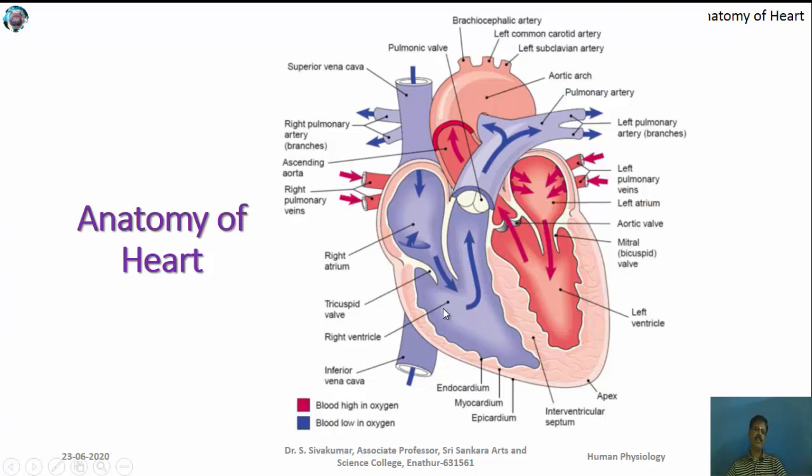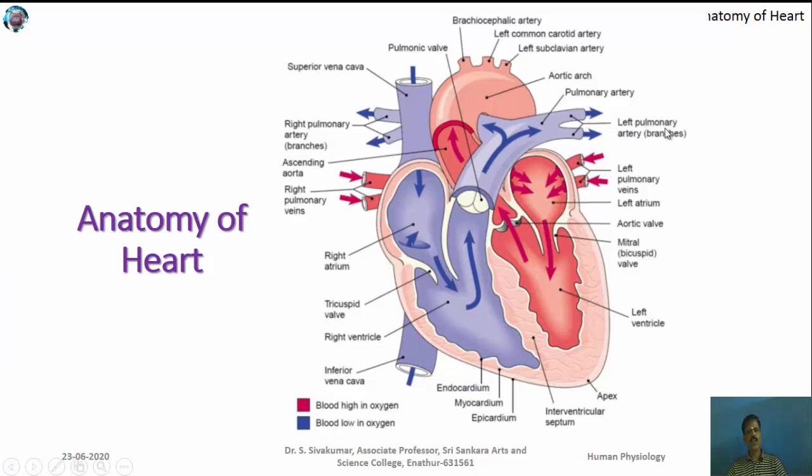That is, the blood is rich in carbon dioxide and low in oxygen. That's why it is indicated in blue color. So once the blood comes to the right ventricle, it goes through the pulmonary artery to the lungs. So this carries the impure blood to the lungs.